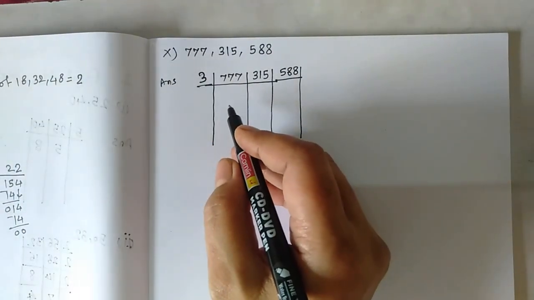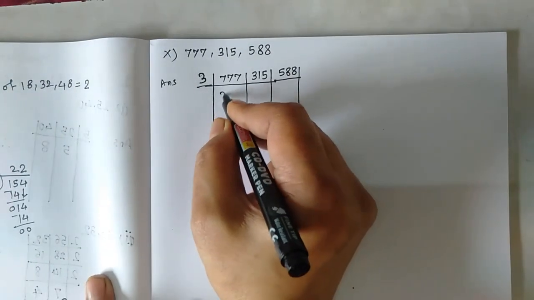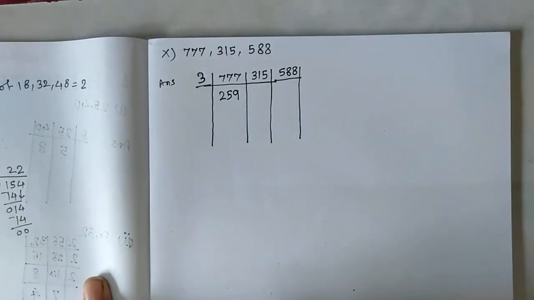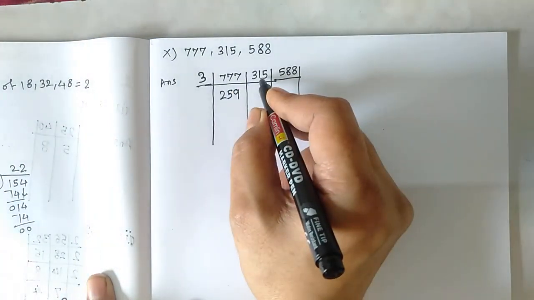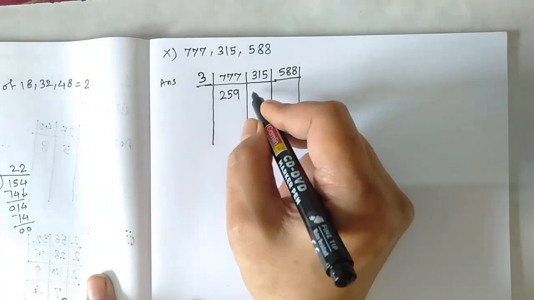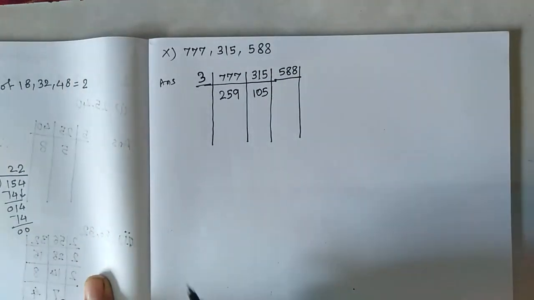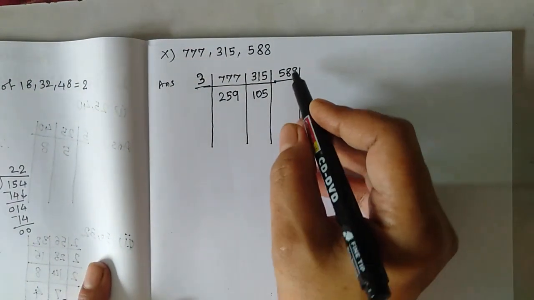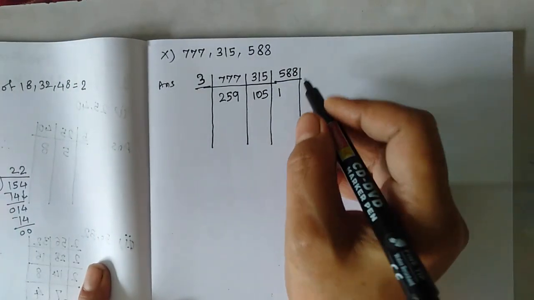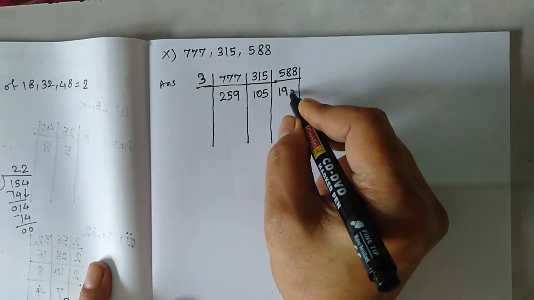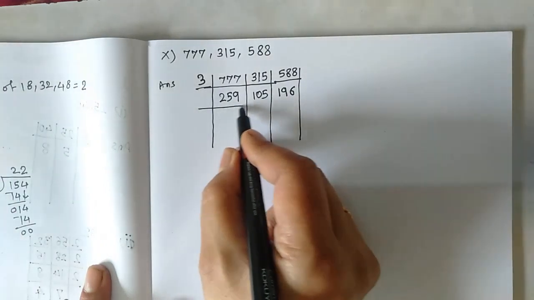After dividing by 3, we get 259. If we divide 315 by 3, 3 ones are 3, 1 is less than 3 so 0, 3 fives are 15. Now 588: 3 ones are 3, 3 nines are 27 and 3 sixes are 18. Okay, now find out the next factor.